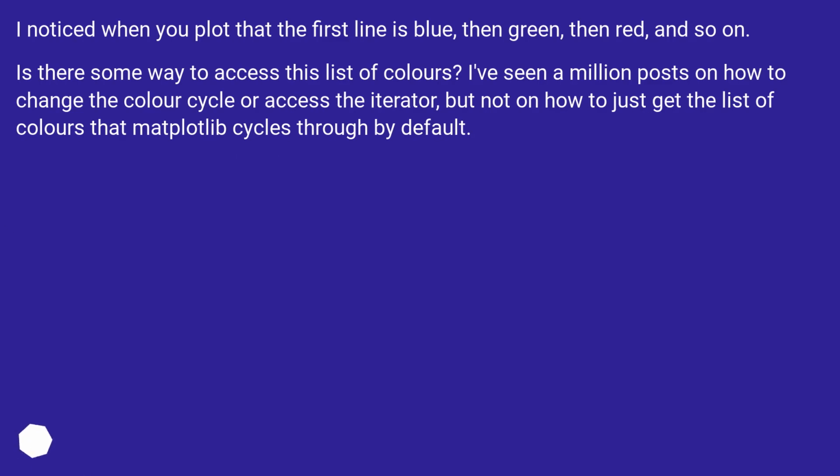Get default line color cycle. I noticed when you plot that the first line is blue, then green, then red, and so on. Is there some way to access this list of colors? I've seen a million posts on how to change the color cycle or access the iterator, but not on how to just get the list of colors that matplotlib cycles through by default.